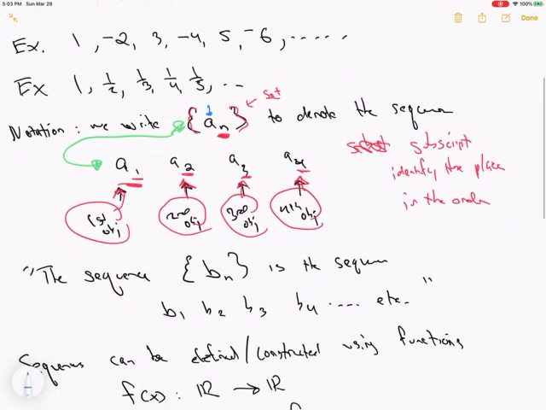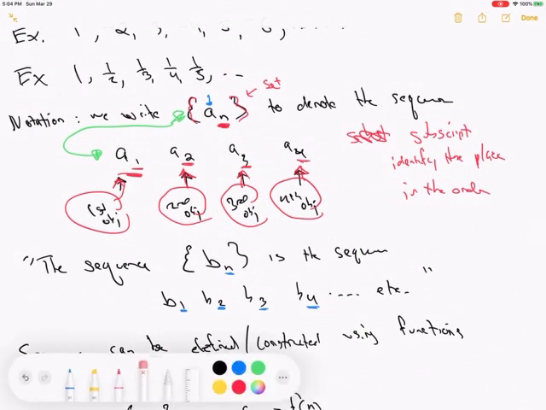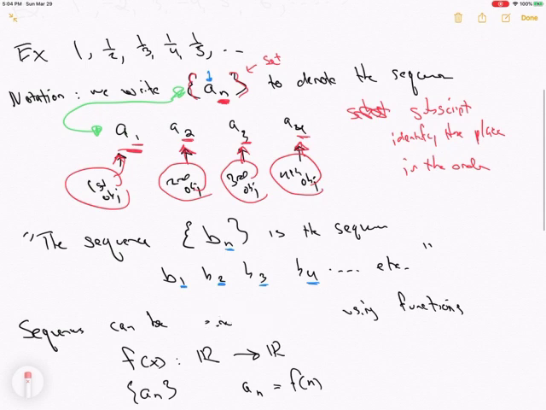So here's an example. In quotes, the sequence bracket Bn is the sequence. So now the objects are B's, so you have object B1, then you have object B2, then you have object B3, you have object B4, etc., etc. So that's just some common notation. Okay, so that's what sequences are. It's not a big deal. They're just ordered lists of numbers.